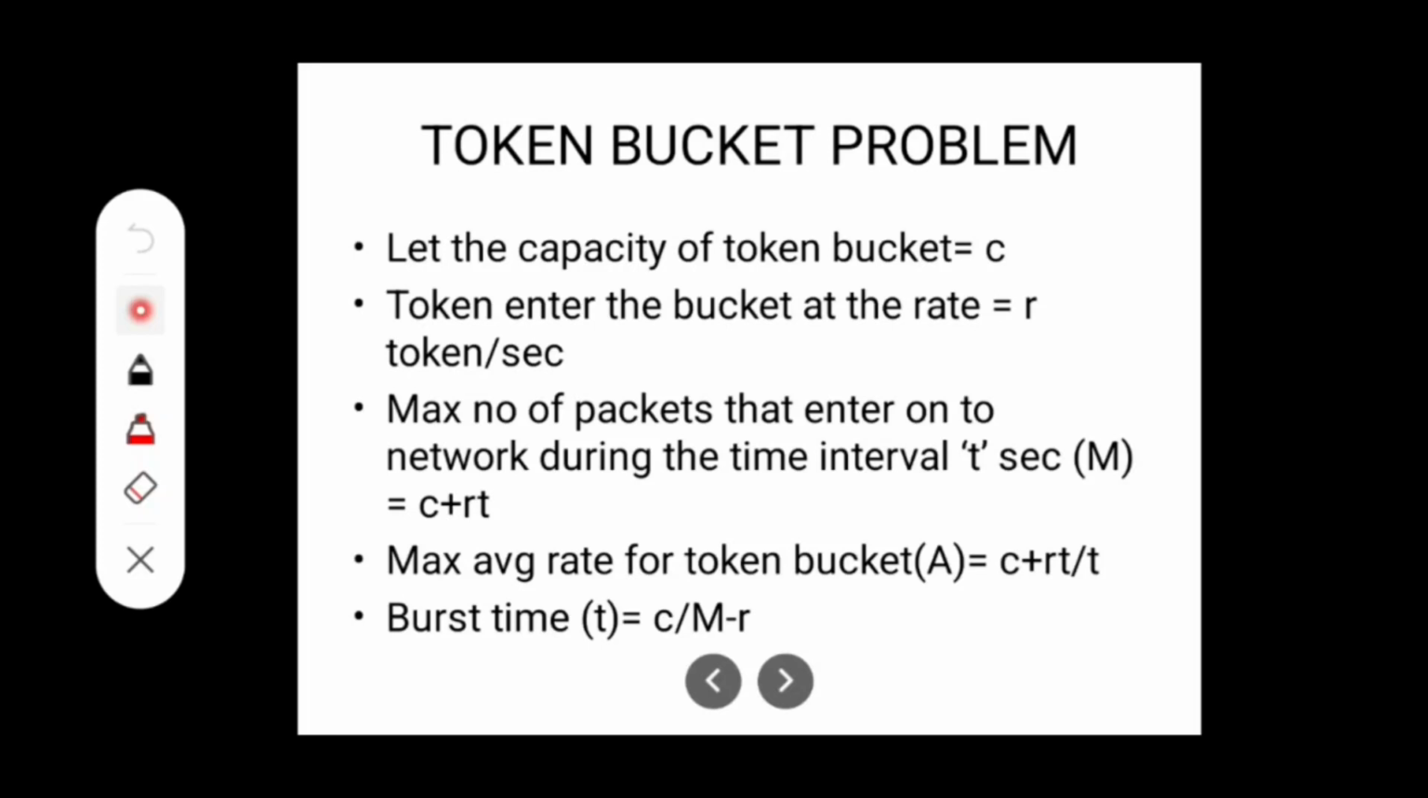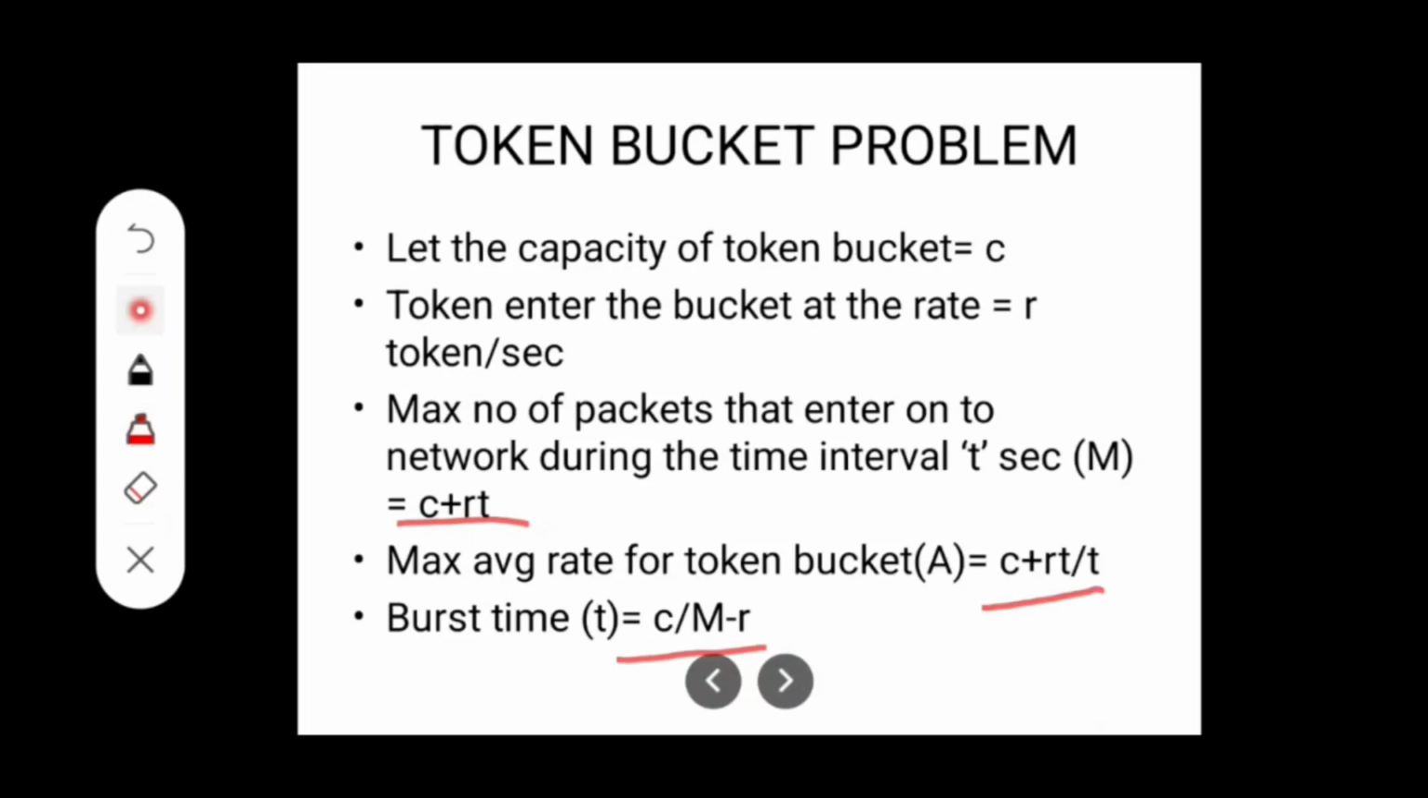Next is the burst time. They will ask the total time taken for the transmission of the packets. That is called the burst time, and it can be computed using the formula C by (M minus R). What is C? C is the capacity, M is the maximum number of packets, and R is the rate. So we have to memorize these formulas for computing the required quantities.